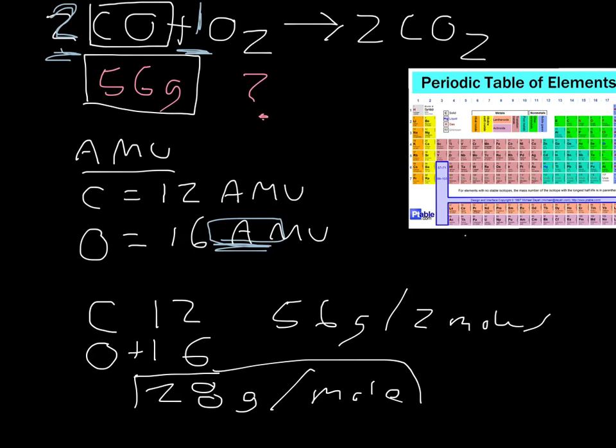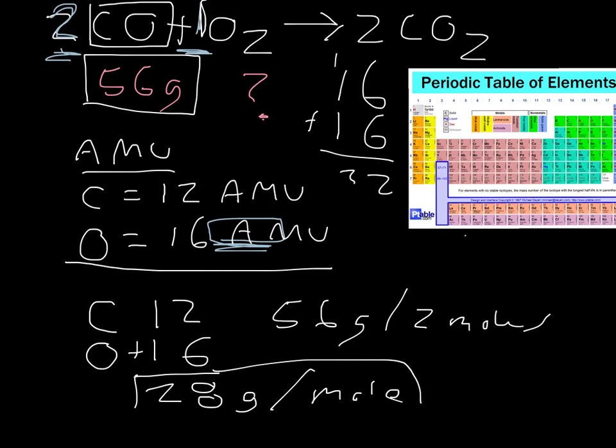So now our coefficient's just 1 of molecular oxygen. We only have 1 of those, and that's just O2. So what we would do, we have our oxygen, 16. We could do 16 times 2, or 16 plus 16, and that equals 32 grams, and that would end up being our answer.